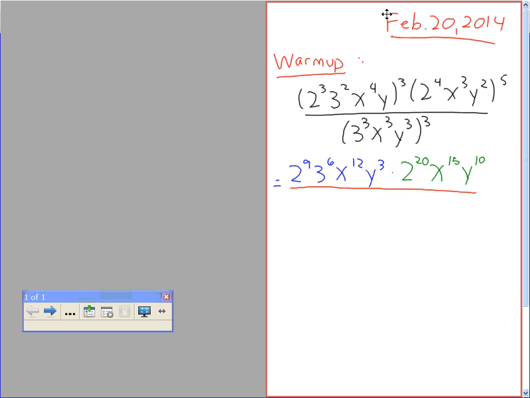27. Yes. 3 to the 27, x to the 27, y to the 27. No. I think what you did, like 3 cubed is 27, right? That's what 3 cubed is. But we're going to just leave it in exponential form here. All we're going to do is multiply the exponents, right? So the base stays the same.